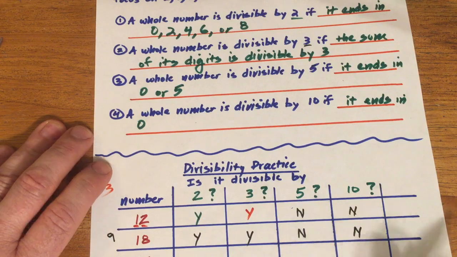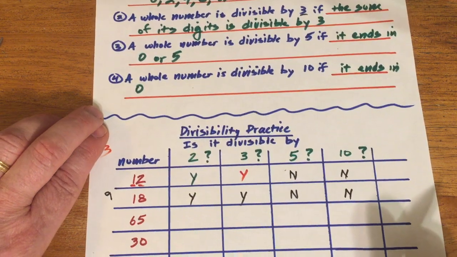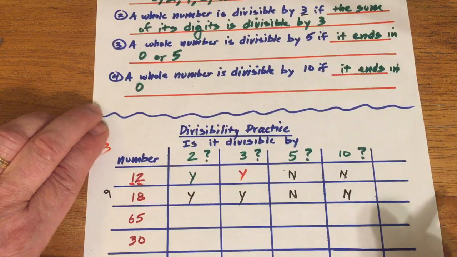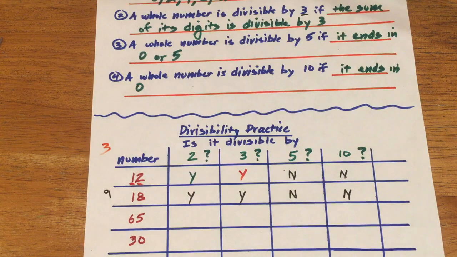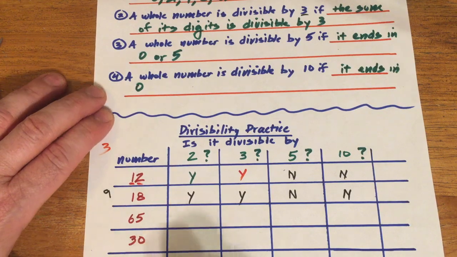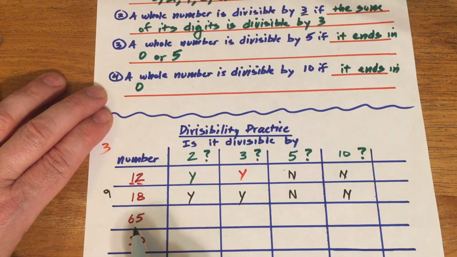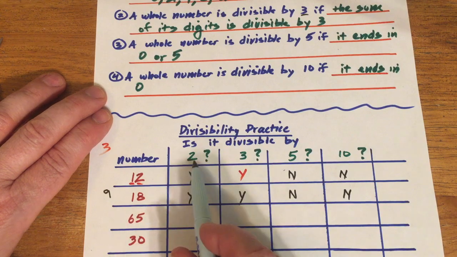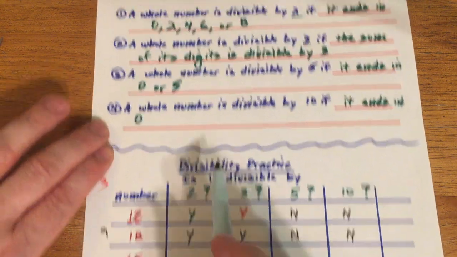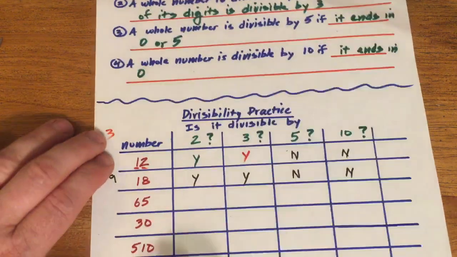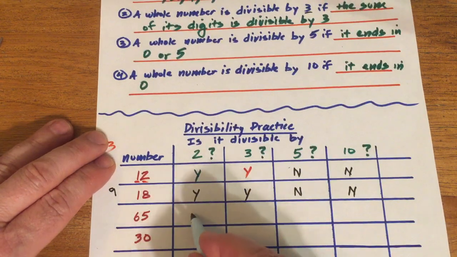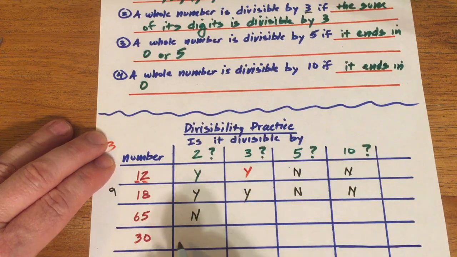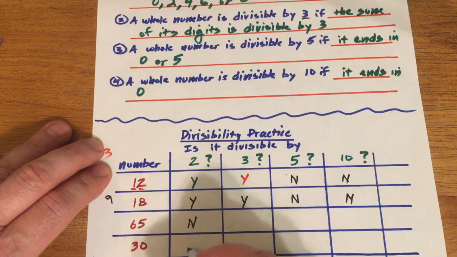Okay, what I want you to do is try these next two on your own. So pause it, give that a try, please. Okay, let's take a look at this next one. In fact, let's do both of these together. Divisibility by 2. We check the last digit to see if it's even. Here it's a 5, so that's going to be a no. However, here it's a 0, that'll be a yes.